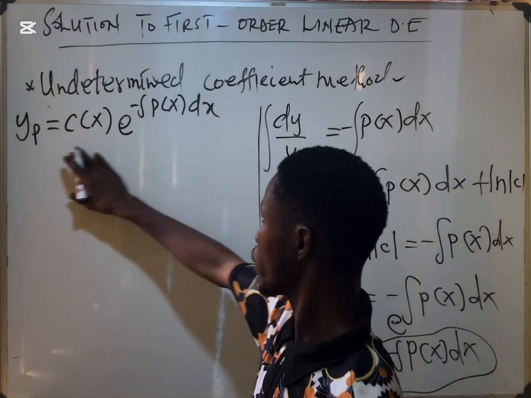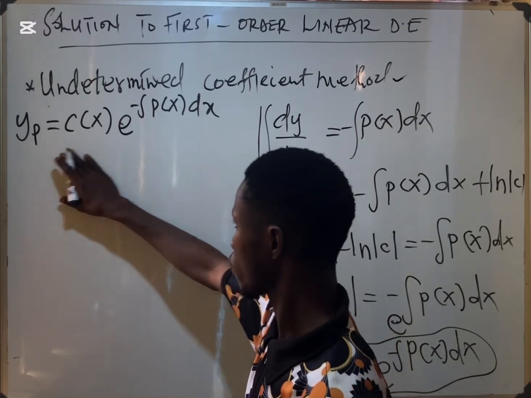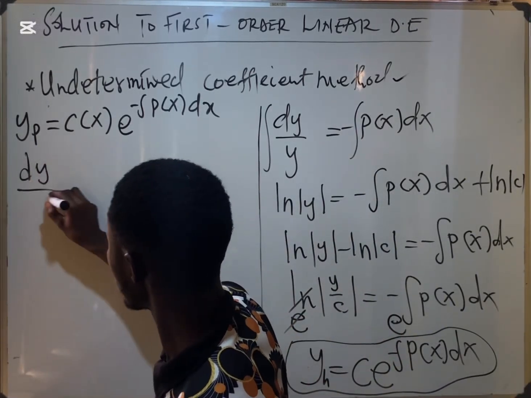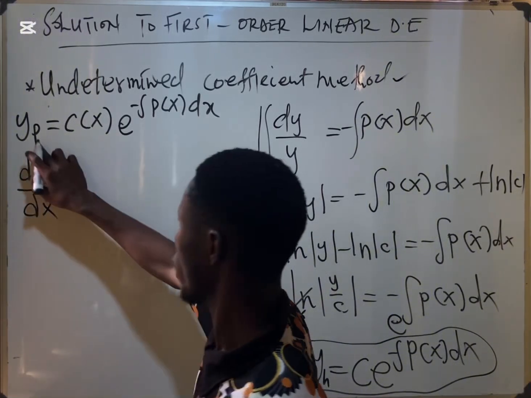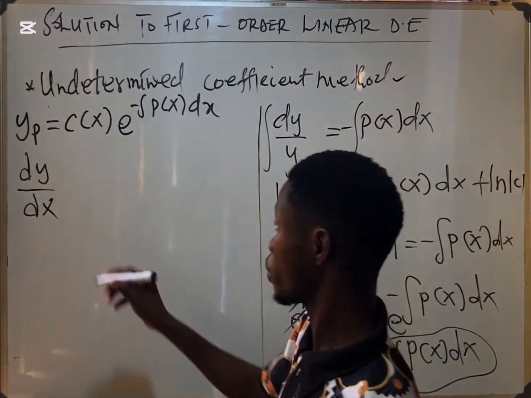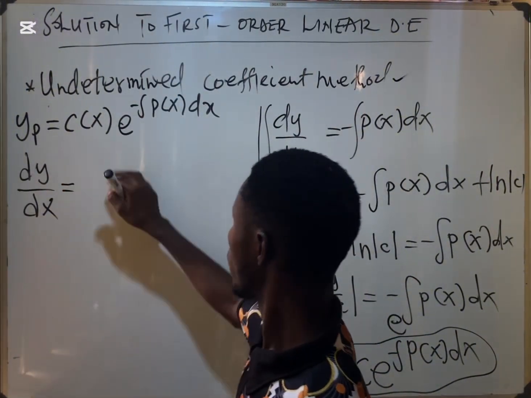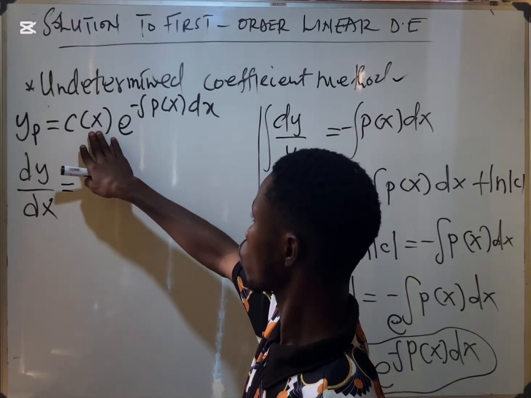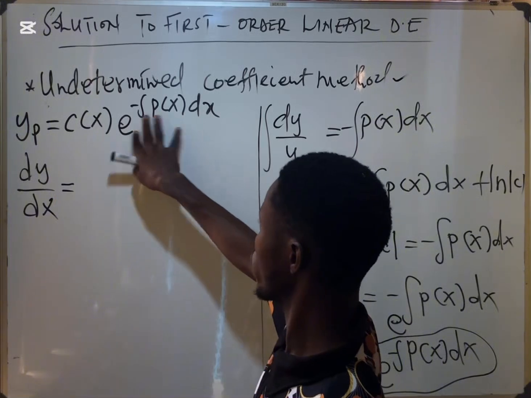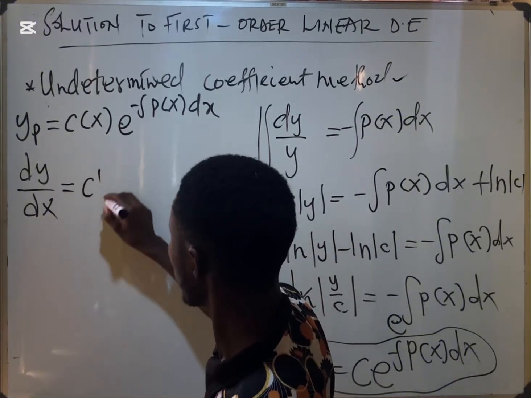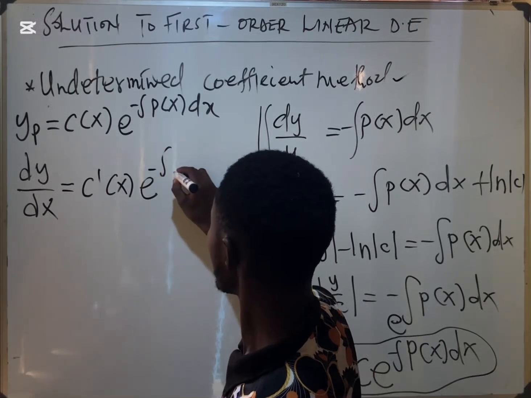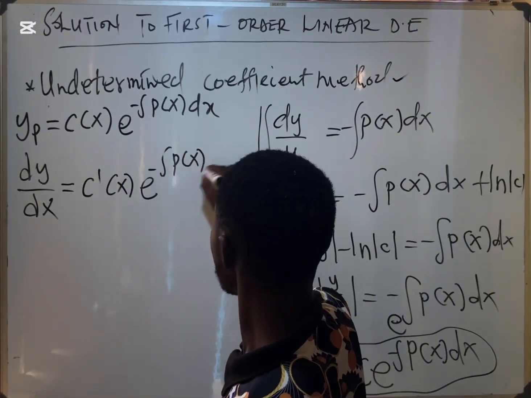Now let's differentiate this one. If we differentiate this, we are going to have dy/dx. Forget about the subscript p, no problem. Equals, and there is a product of c of x and the exponential. So let's hold this and differentiate it. This will give us c prime of x e to the negative integral of p of x dx.